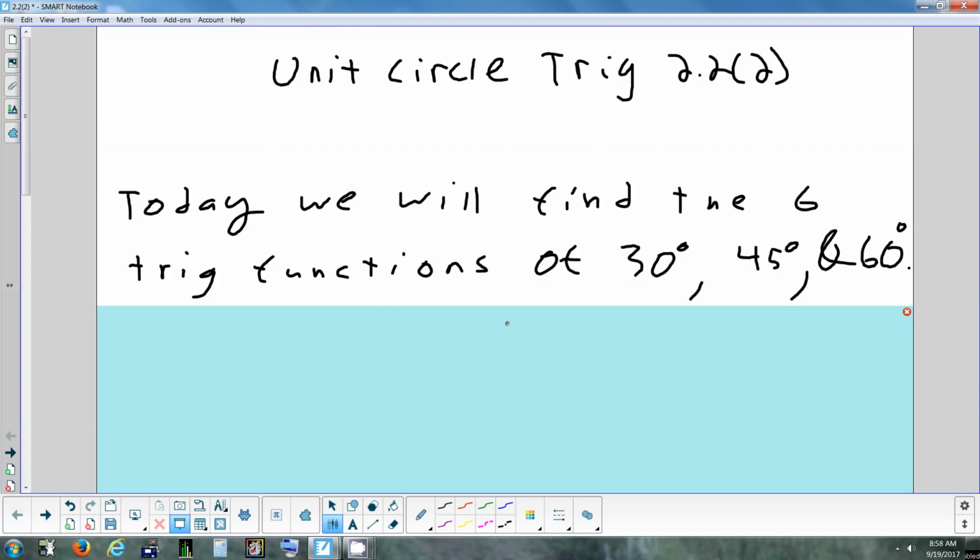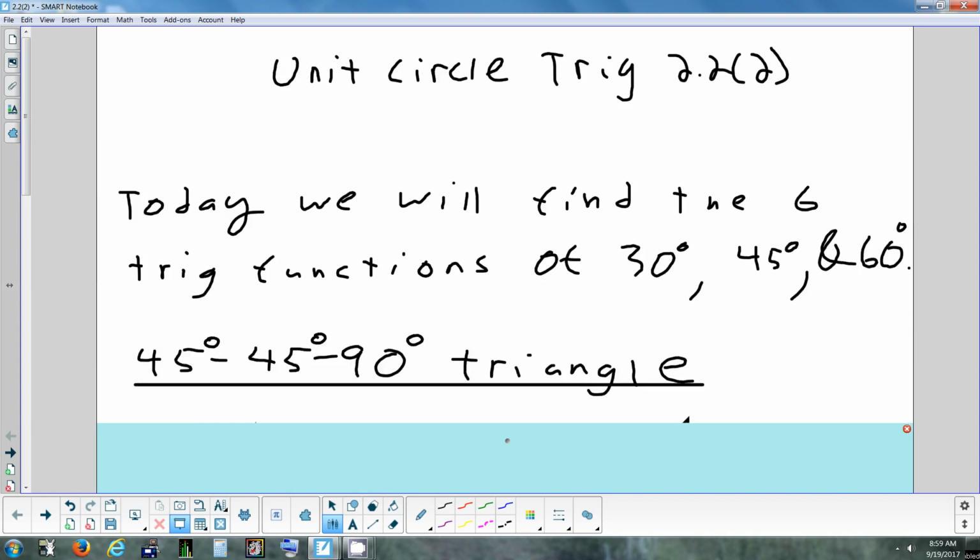All right, so what we're going to look at today is how we can find the 6 trig functions, but we're going to work with the 3 specific angles I have on the board: 30, 45, and 60. Once we learn how to figure out the coordinates for those angles, you're going to recognize some of them. You've already seen some of them yesterday. I just didn't tell you that's what they were.